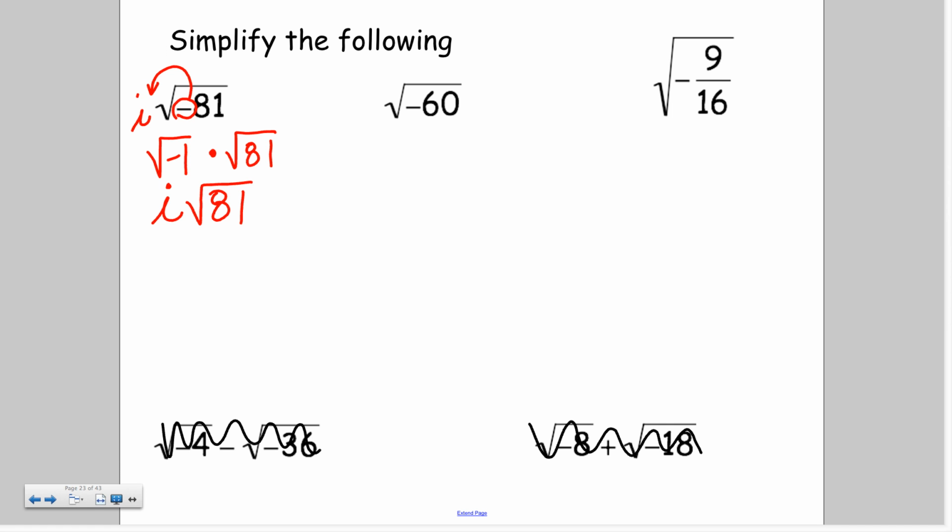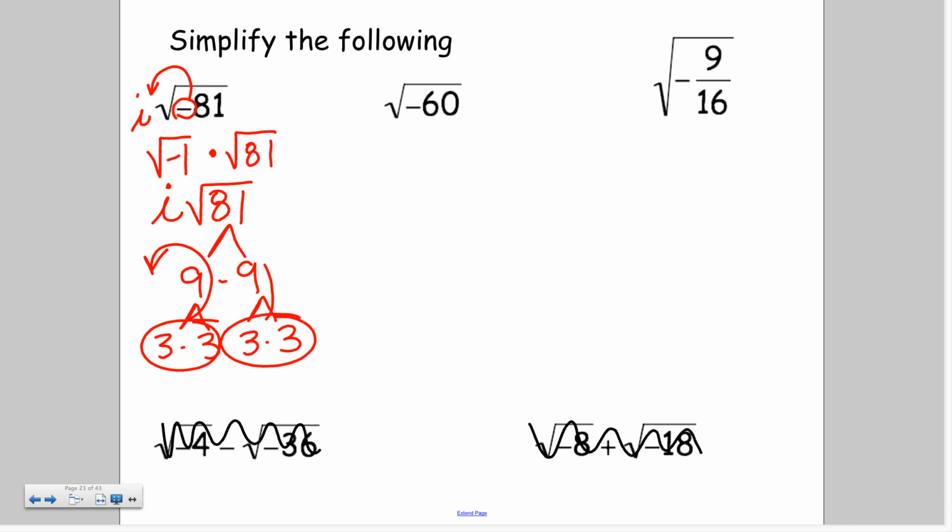I can break it down. 9 times 9, which would be 3 times 3. Pair, pair. 1 comes out, other one comes out. 3 times 3 is 9. So my answer to square root of negative 81 is 9i. Because I came out here, I'm going to multiply everything else that comes out by it.